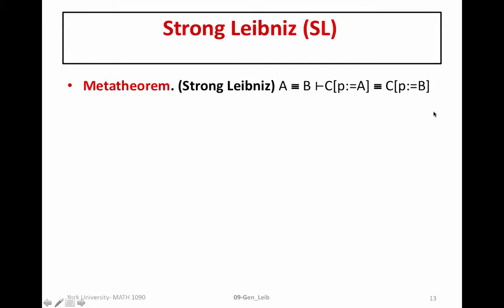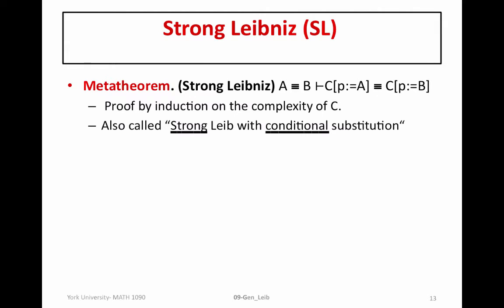So we have to be careful about the well-formed formula C that we're substituting into to ensure that, for example, if C involves a quantifier, the variable in the quantifier doesn't get captured in A or B. So again, the proof of Strong Leibniz is by induction on the complexity of C. And we also call it Strong Leibniz with conditional substitution.